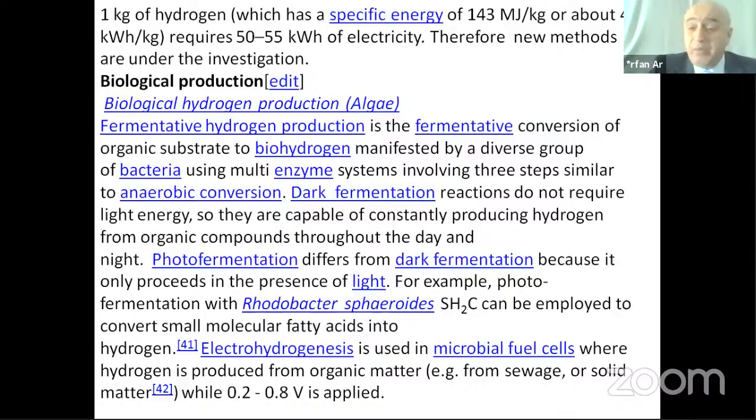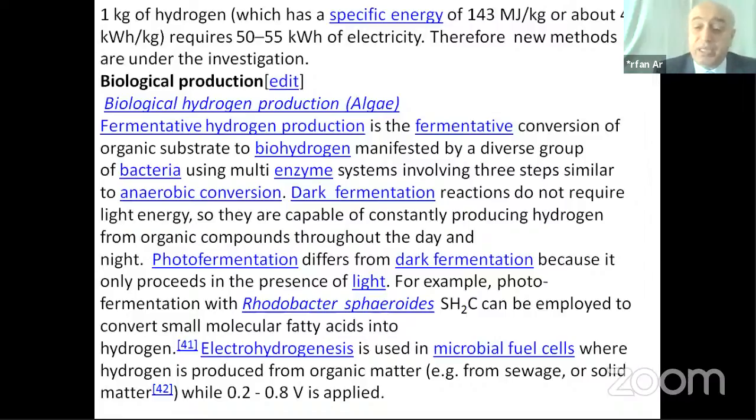Biohydrogen is produced by a diverse group of bacteria using multi-enzyme systems involving 3 steps similar to anaerobic conversion. Dark fermentation reactions do not require light energy, so they are capable of constantly producing hydrogen from organic compounds throughout the day and the night. Photofermentation differs from dark fermentation because it only proceeds in the presence of light. For example, photofermentation with Rhodobacter sphaeroides can be employed to convert small molecular fatty acids into hydrogen.